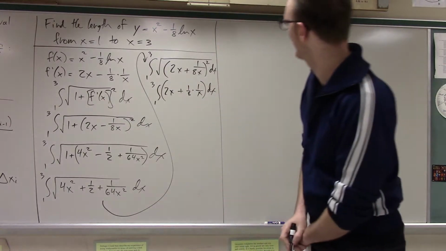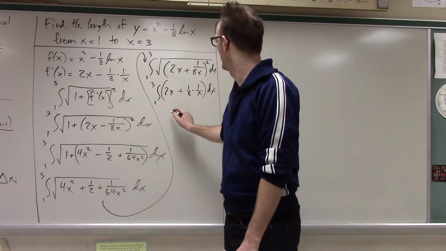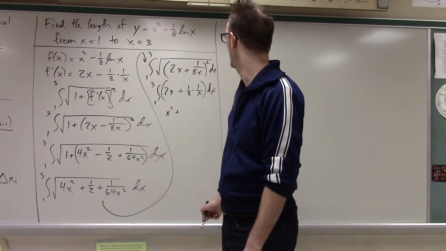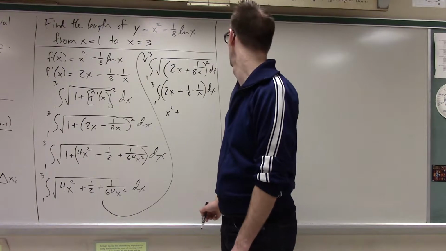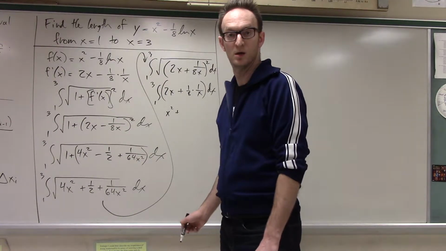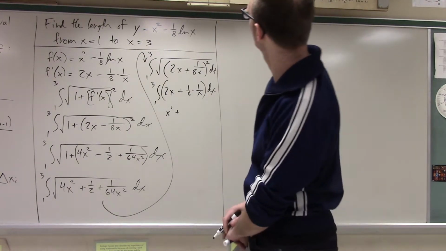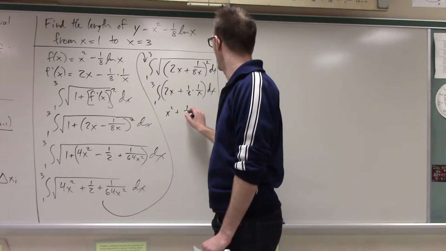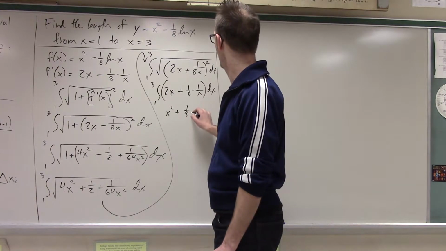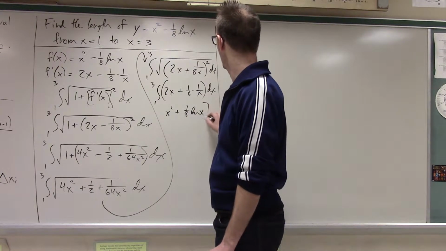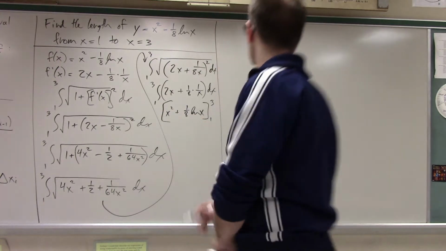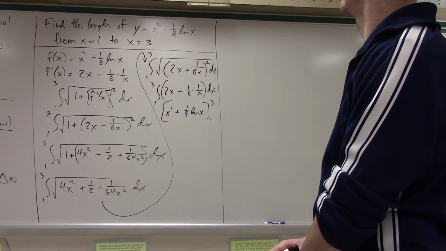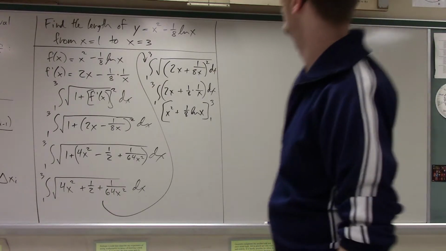I'm running out of space to actually do this integral, but this is x squared plus 1/8 ln x evaluated at 1 and 3. Why am I suddenly doubting myself? No, this is fine. Is that right? Yeah, of course that's right. Differentiating gives you boom boom. Woo! Weird to be alone in a room.